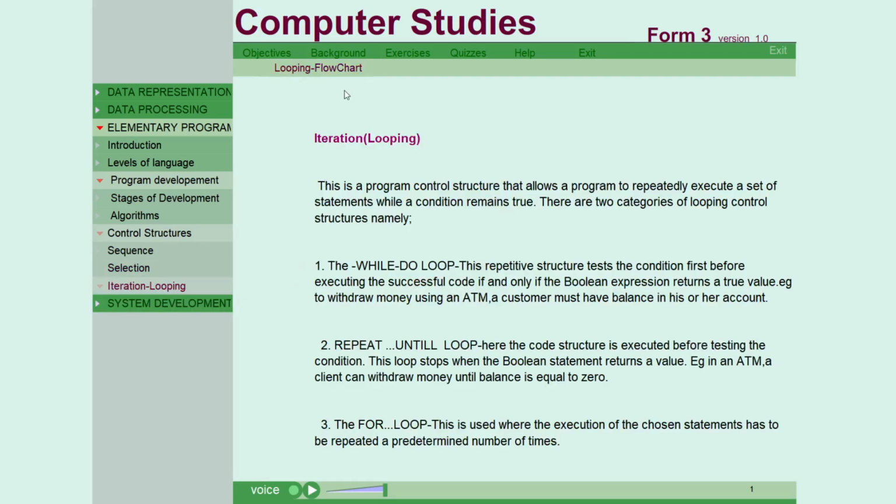Iteration or looping. This is a program control structure that allows a program to repeatedly execute a set of statements until a certain condition is met. There are three categories of looping control structures, namely while, do, repeat, until, and for loop.